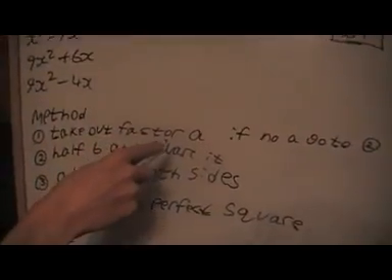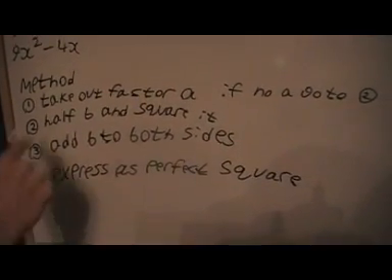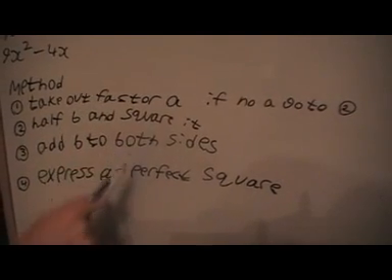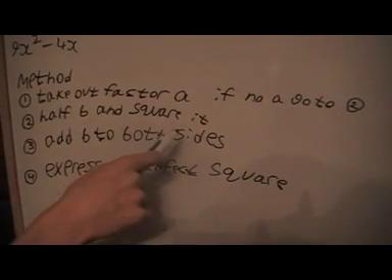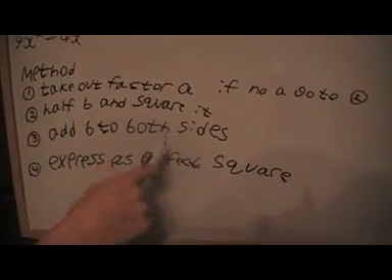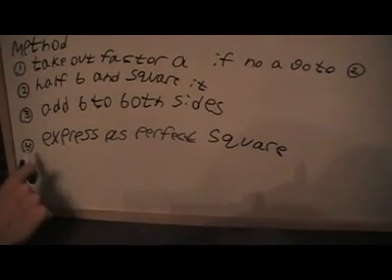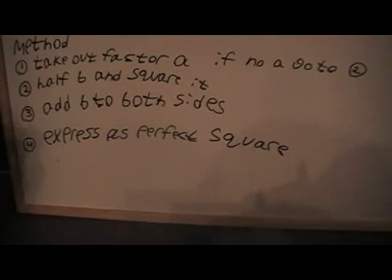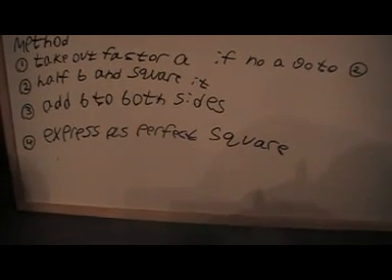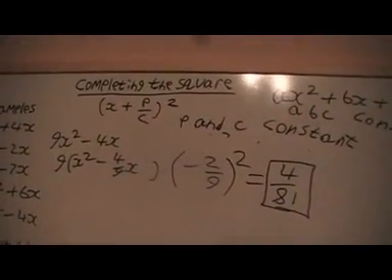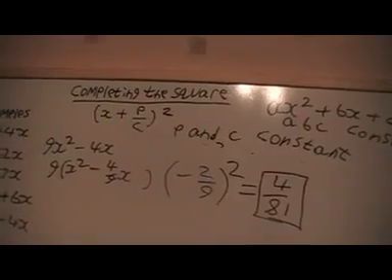So this is the method. You take out the factor a, and if there's no a, you move on to step 2. You halve b and you square it, and then we express it as a perfect square. So that's the idea, that's what completing the square is. And next time we're going to actually use this method to solve quadratic equations.